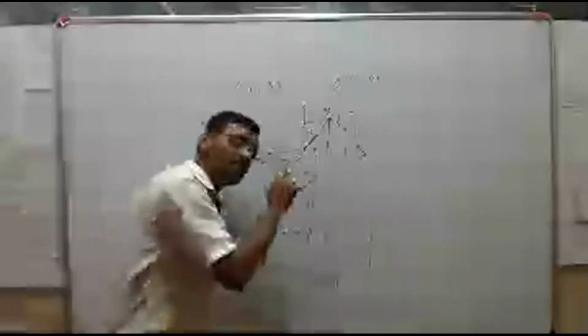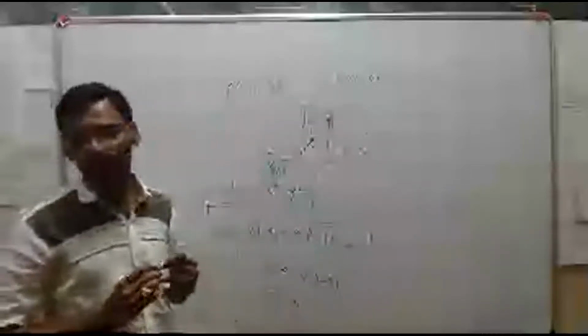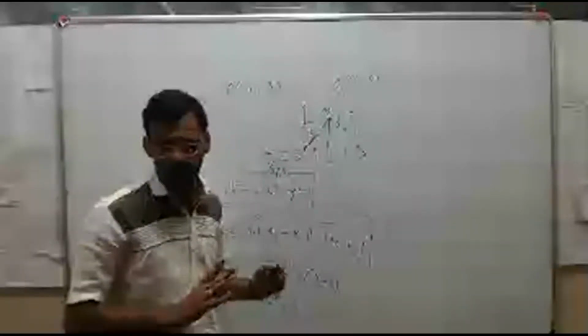From the origin only, then only root x square plus y square. It is for all the points. Okay?